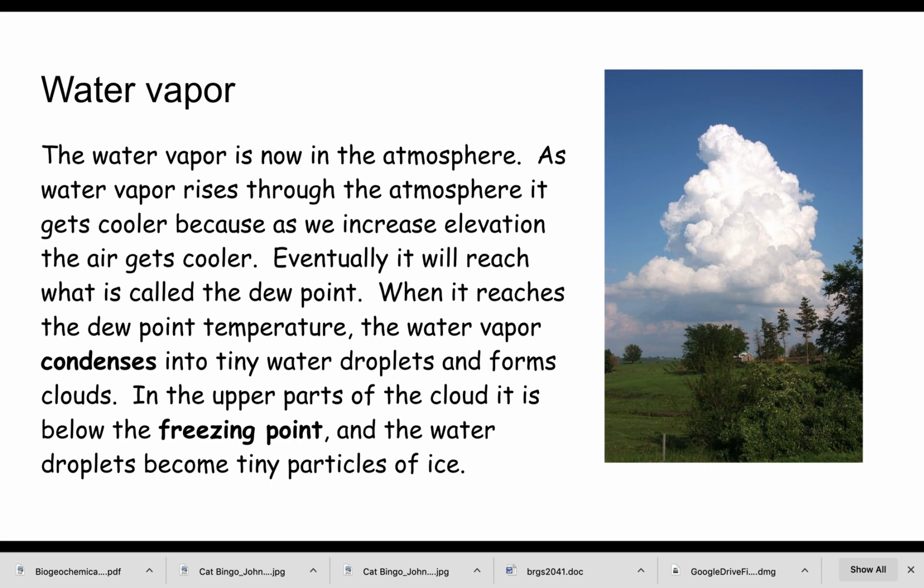And as this water vapor rises up through the atmosphere, it gets cooler because as we get higher up into the atmosphere, it starts to get colder. Eventually, it's going to reach what is called the dew point. The dew point temperature is where the water vapor will condense into tiny droplets of water and form clouds. So condensation is the process of vapor becoming a liquid. Most clouds are so far up in the atmosphere that the temperature is below the freezing point, and the water droplets will become tiny little particles of ice.